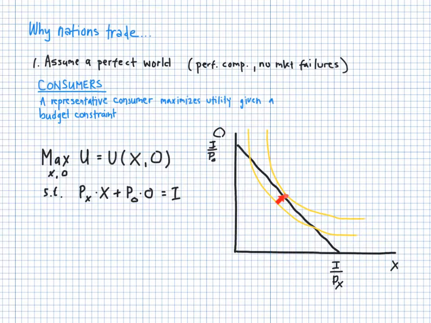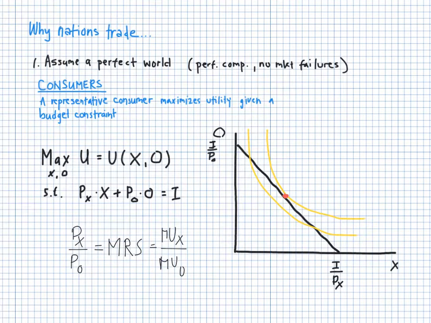And what we have here is that the slope of the budget constraint, which again is PX divided by PO, will be equal to the slope of the indifference curve, which is what we call the marginal rate of substitution. It would just be the marginal utility of the X good divided by the marginal utility of the O good. But we don't want to spend too much on these things right now.